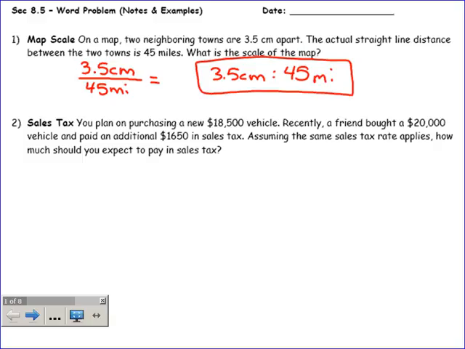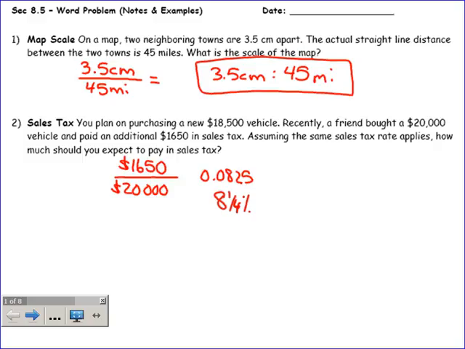Probably put your sales tax on top, so it'd be 1650 divided by this much, which would give you some sort of percentage. This actually tells you your sales percent. So please calculate that. What do you guys get as a sales percent? Okay, what that means is 8.25% sales tax.